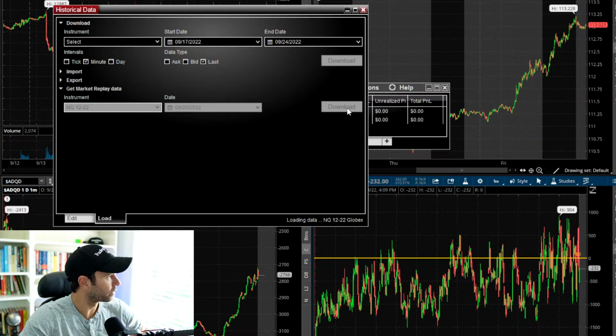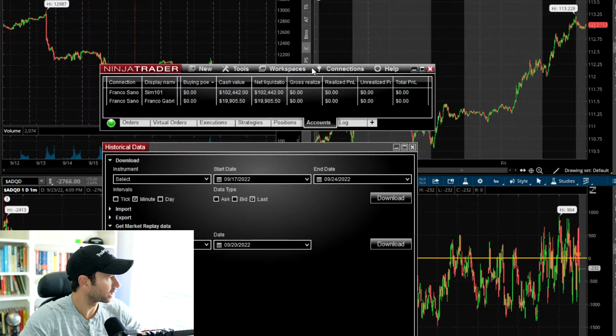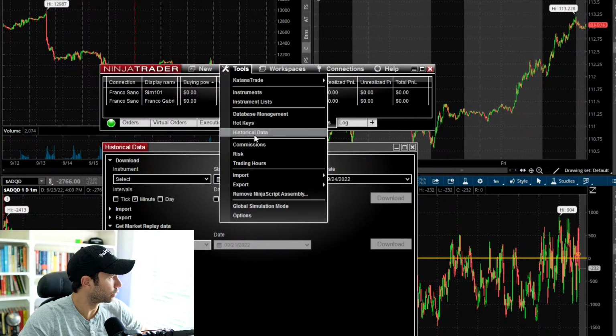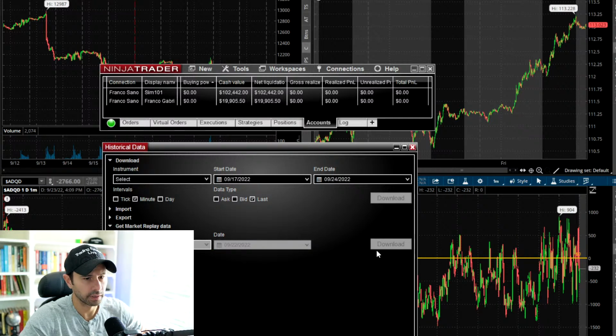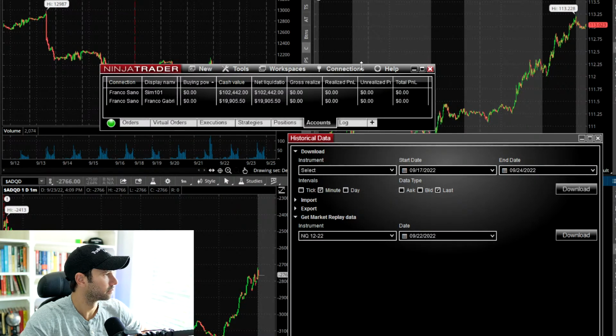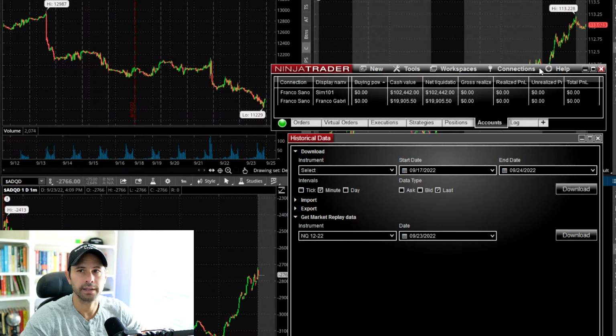The way we do it is we go to this control panel here with NinjaTrader, and you click Tools, Historical Data, and then this pop-up. You go to Load, and you get market replay data, select the instrument, and start downloading all the days that you need. All right, 23rd. So yesterday is the last day that we're going to download.